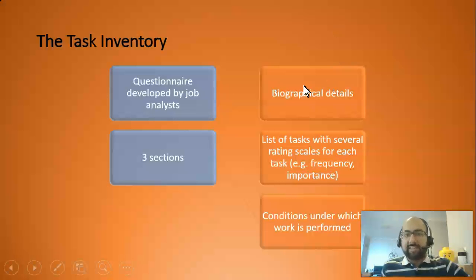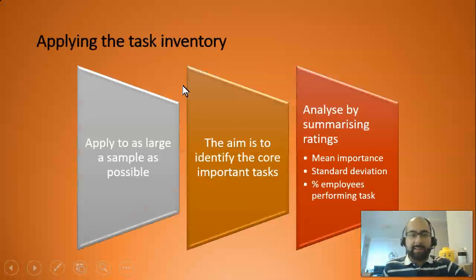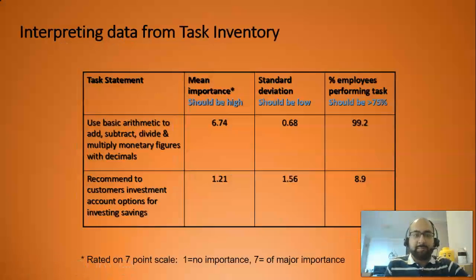Typically, this has 3 questions. It gets biographical details of the employee, a list of tasks with rating scales for each, which I will get to in a bit, and the conditions under which the work is performed. So let's get to an example first.